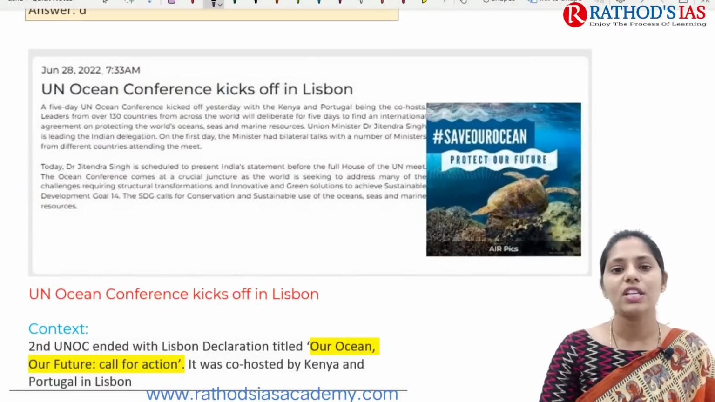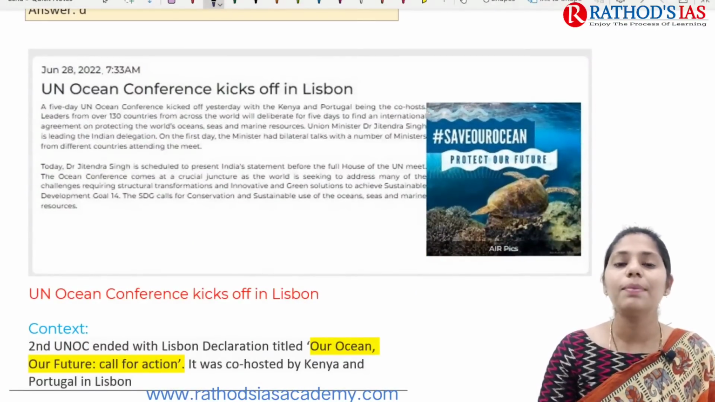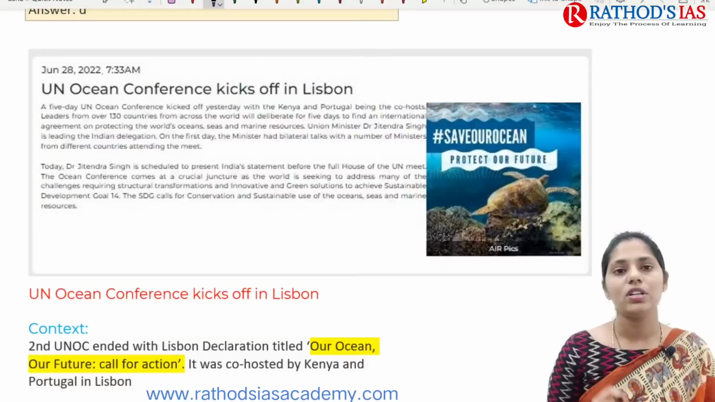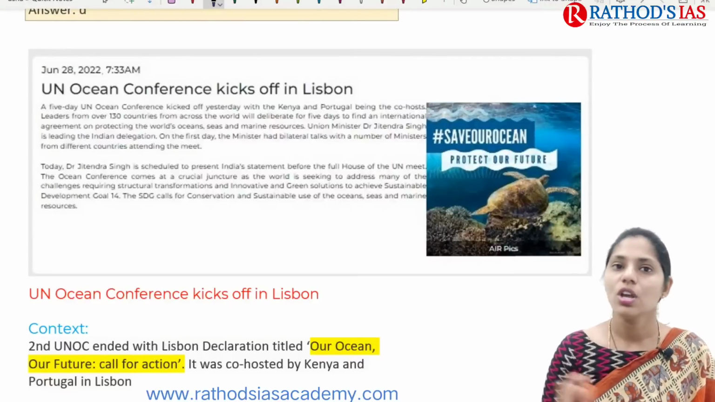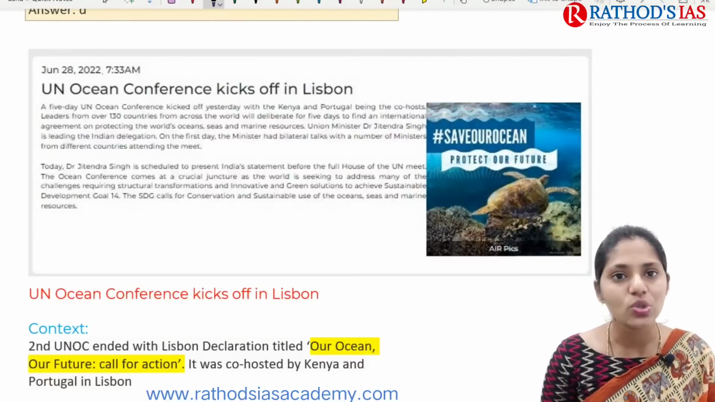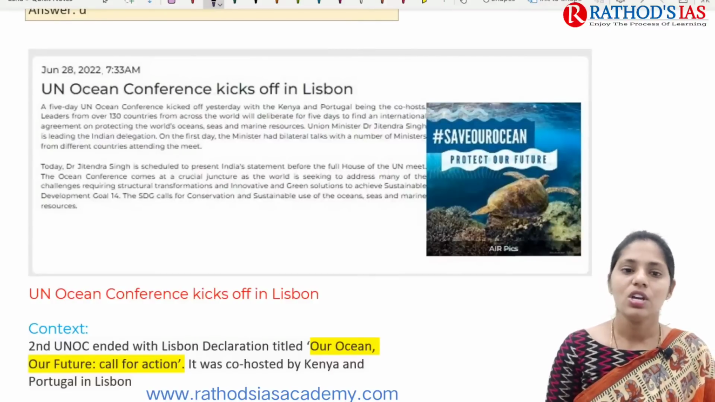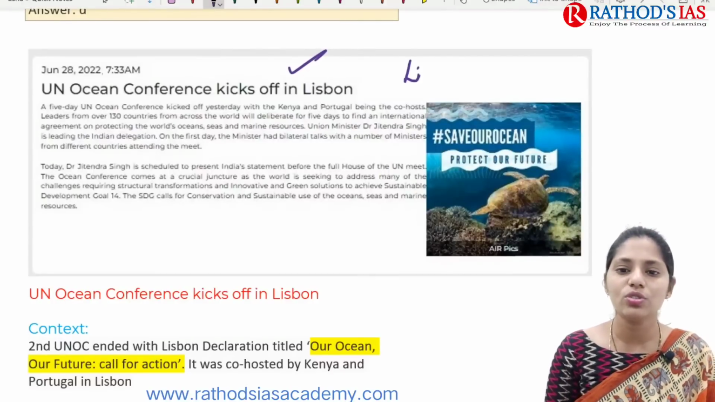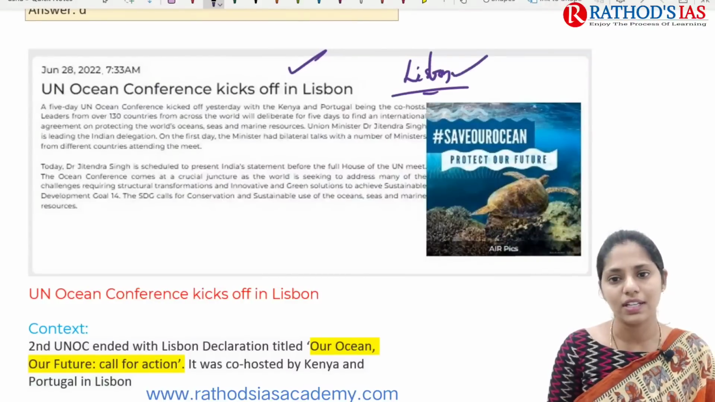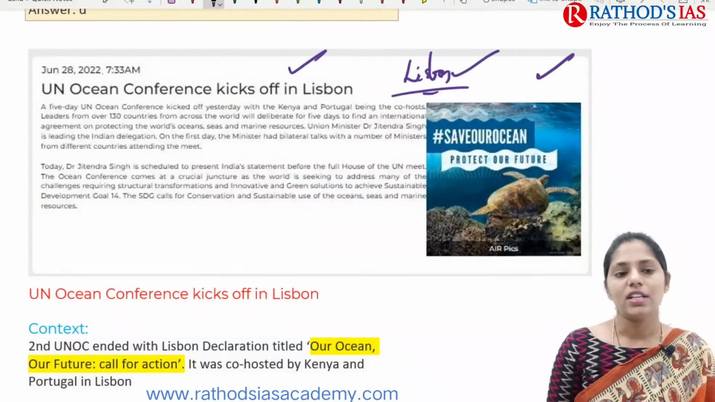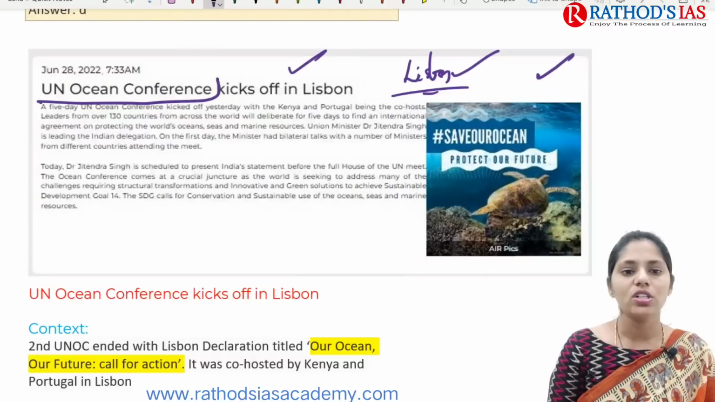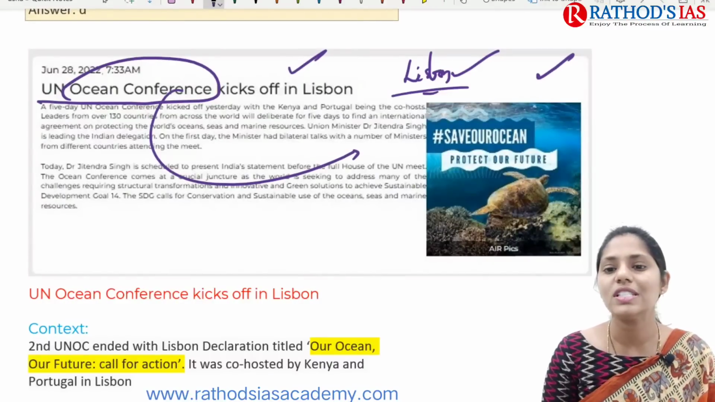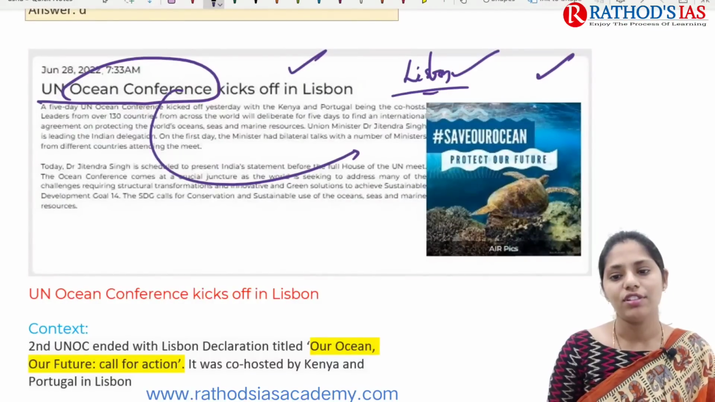And now let us try to see the next topic. It is regarding the Lisbon Declaration. Till now we didn't discuss this Lisbon Declaration. What are the key provisions of the Lisbon Declaration? We had a discussion on the United Nations Ocean Conference and its highlights, etc. Now in this lecture we are only going to focus on what this Lisbon Declaration is. Actually, this United Nations Ocean Conference is mainly focusing on Save Our Ocean, Protect Our Future.